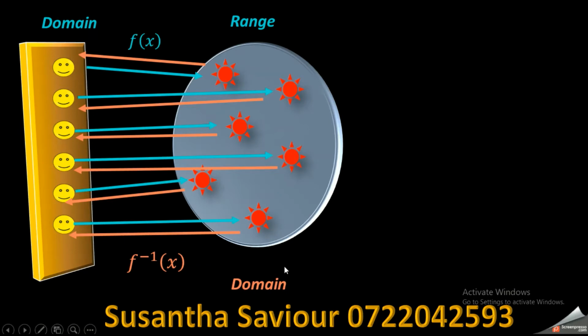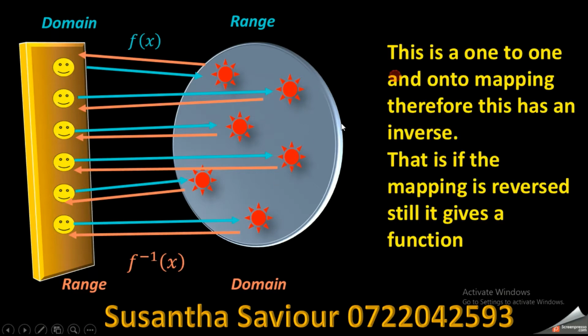Remember this concept in future when we are dealing with sums. This understanding is very important, and this is the range. So the domain of the original function will become the range for the inverse, and the range of the original function will become the domain for the inverse. This is a very essential understanding and comprehension that you should have. Understand this clearly and cleanly, right? This is a one-to-one and onto mapping, therefore this has an inverse, right?